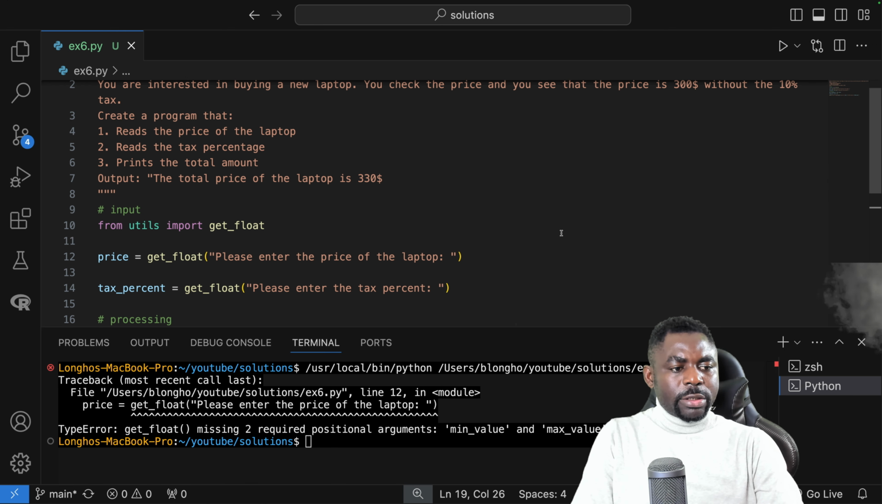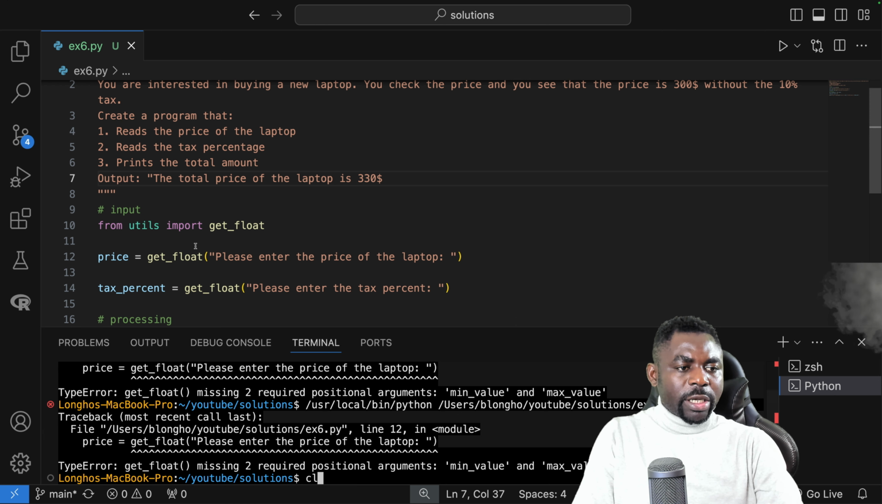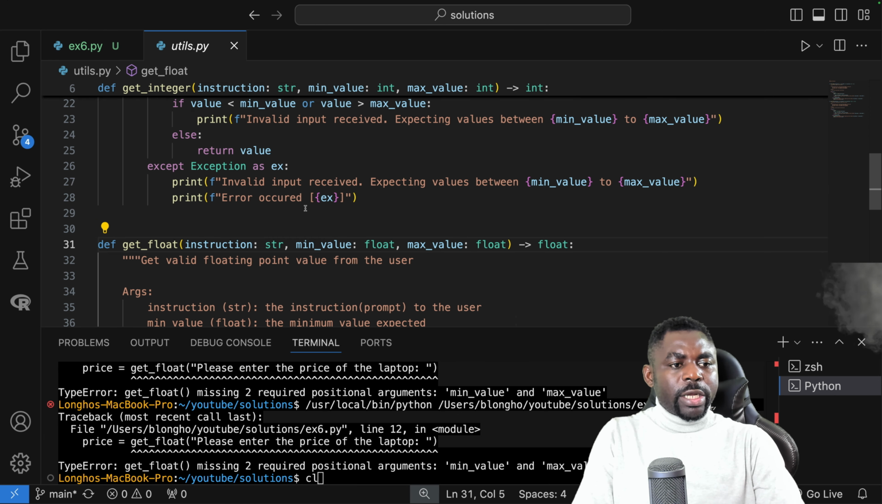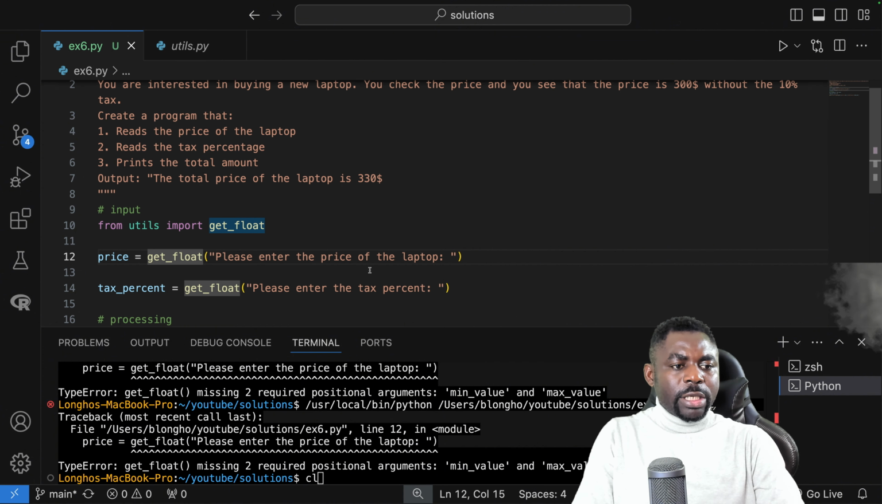And let's run this, and we are not running the same file. So this is exercise 2, we run exercise 5, 6 here. Okay, it is saying that we have a problem. get_float is missing 2 required positional arguments, minimum value and maximum value. Yes, our get_float function requires us to give a minimum and a maximum value. Here we don't have, so that is the problem.